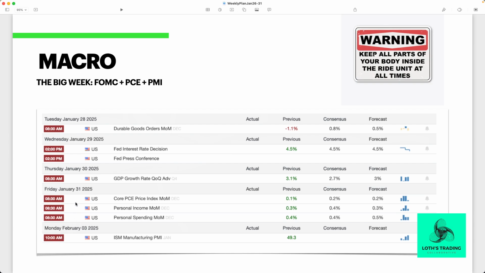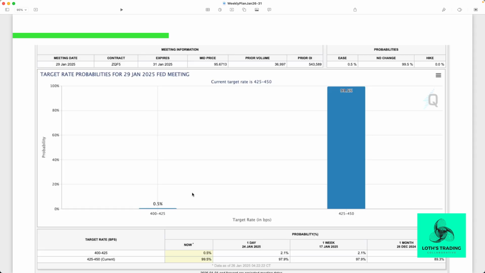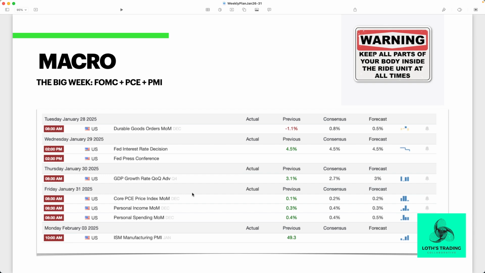We have the PCE price index coming into play, personal income and spending, and that usually expands the range quite a bit for the week. So we might see a sweep of the liquidity that's still in the books for the week. And Monday we have ISM manufacturing PMI. To add to that, we have a lot of earnings for next week.